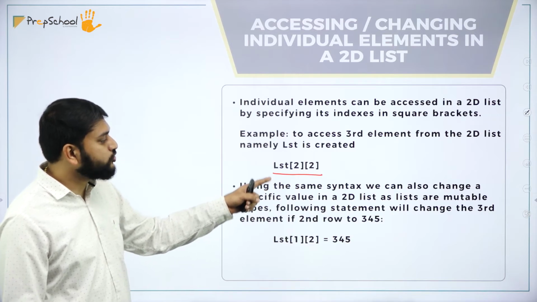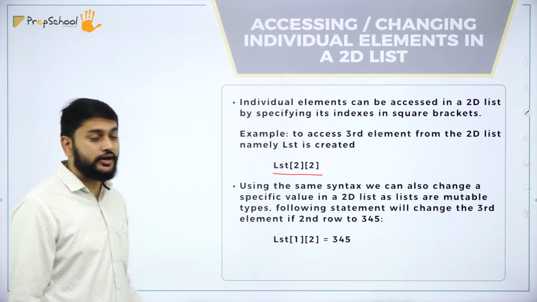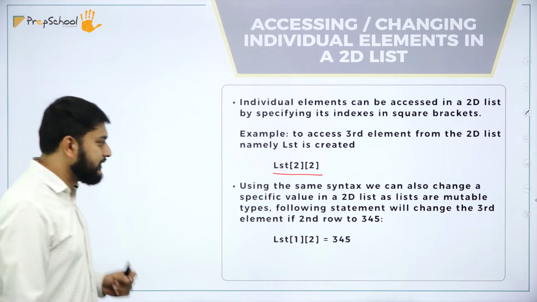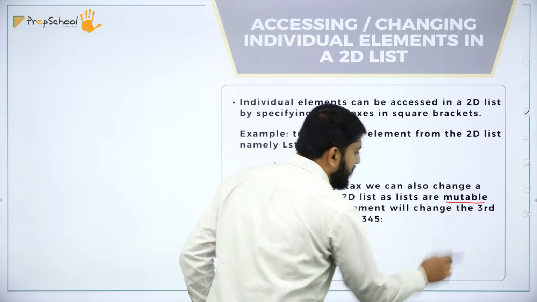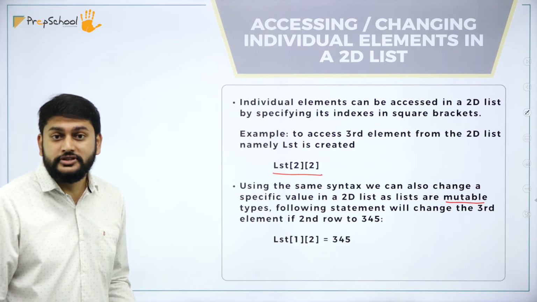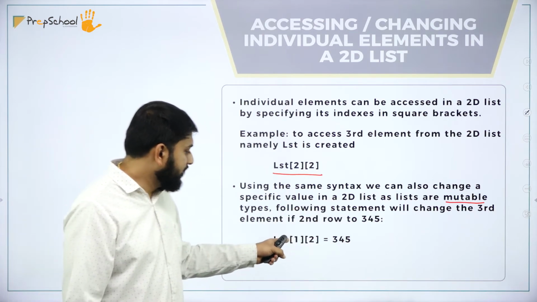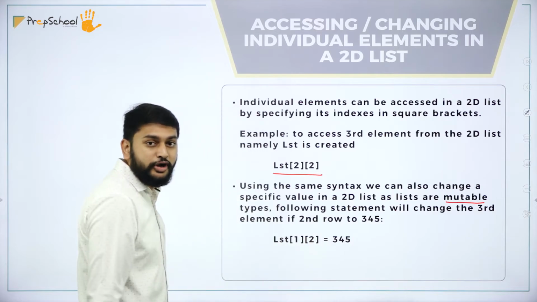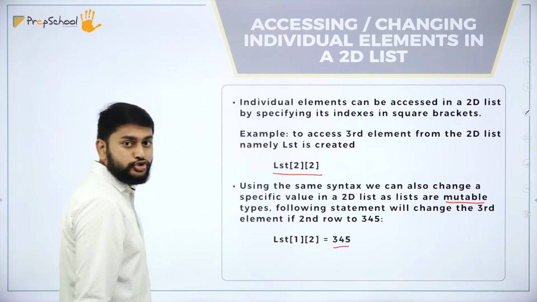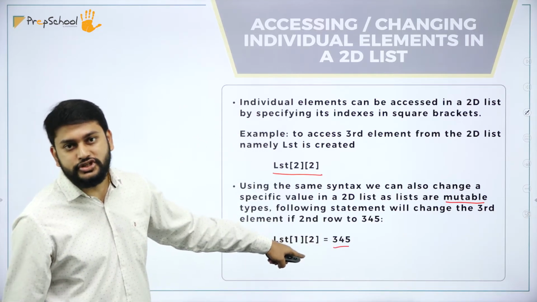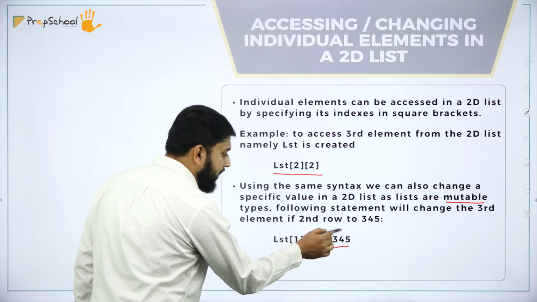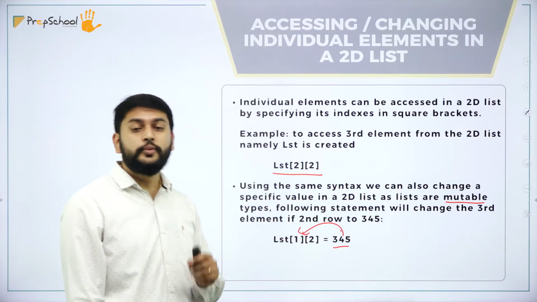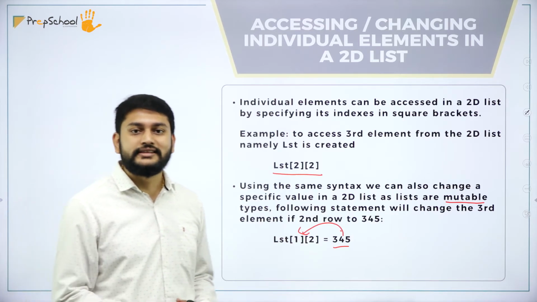Using the same syntax, we can also change the specific value in the 2D list, as lists are mutable types. Please understand, this is very, very important. So lists are mutable type. Tuples are not, right? So you will give the particular index, and for that particular index, you will use the assignment operator. Whatever value you want to store in this specific position, you will type that. So this value will be stored in this particular location. So this is how you will be changing the elements in the 2D list, right?